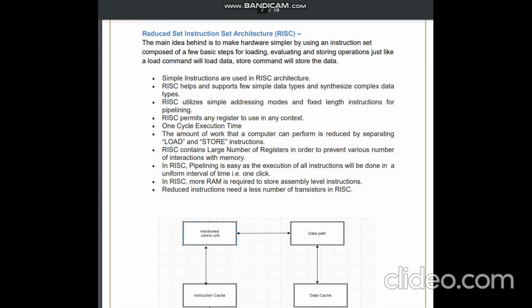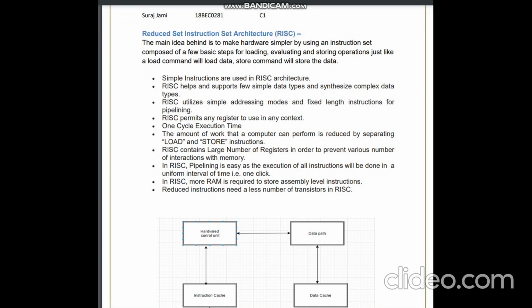In the RISC architecture, simple instructions are used. RISC supports few simple data types and synthesizes complex data types. RISC utilizes simple addressing modes and fixed length instructions for pipelining. RISC permits any register to be used in any context. One cycle execution time. The amount of work that a computer can perform is reduced by separating load and store instructions. This is the main point.